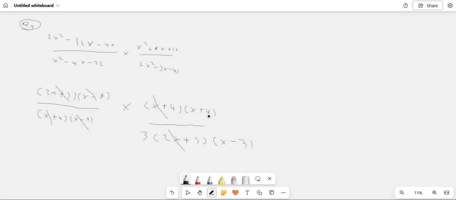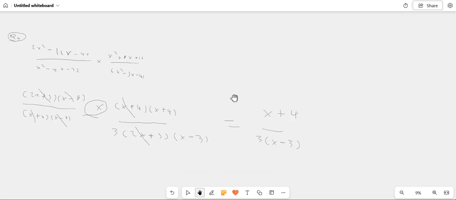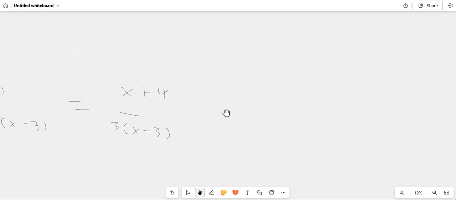And now what we're left with here is just x plus 4 over x minus 3 times by 3. So it's just going to equal x plus 4 over 3, open bracket, x minus 3. And by the way, this thing here is not x. This is a times symbol here. I know I don't differentiate between the two, but you just got to learn it.